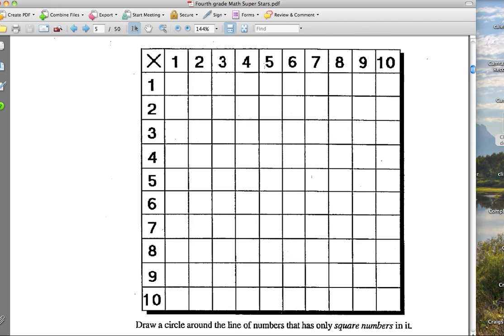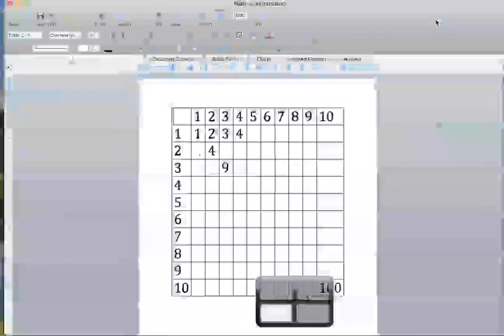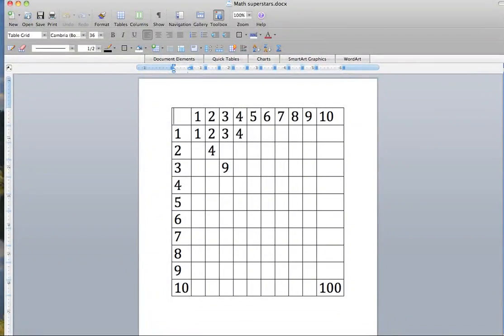So we have to fill in the products. For example, 2 times 5 would be 10. That would go in the spot intersecting the 2 row with the 5 column. Here, let me show you something else that might help you. Here I'll show a partially filled in grid.